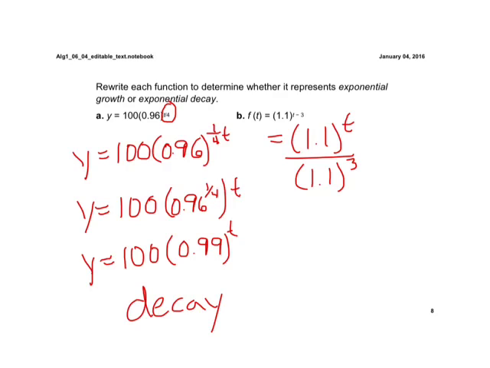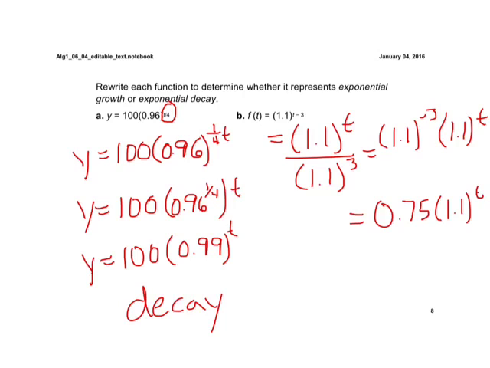Now, if we go ahead and solve this, if we want everything in the numerator, we could rewrite it as 1.1 to the negative 3rd power to move it to the top times 1.1 to the t power. Now we're close to our formula. Now if we put that in our calculator, 1.1 to the negative 3rd power, we're going to end up getting 0.75 times 1.1 to the t power.